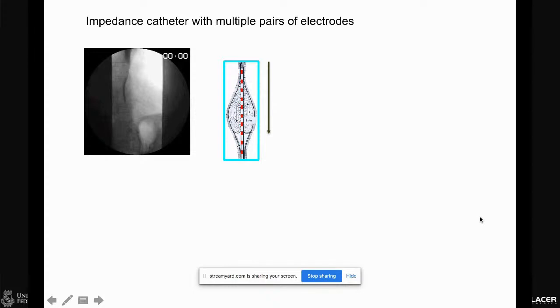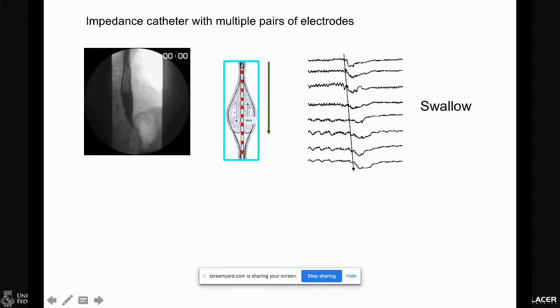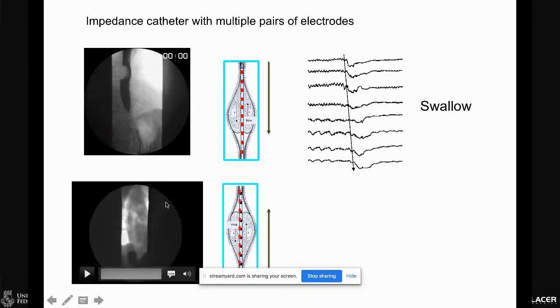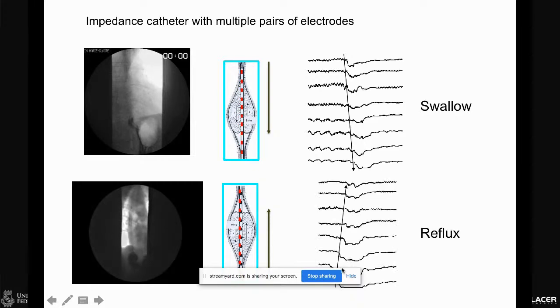So if you imagine the situation where you have, instead of only two electrodes, multiple electrodes and the bolus is passing, what you see in the impedance is a sequence of drops and recovery, drops and recovery, and this is moving in an oral direction. Here is the mouth, here is the stomach, and you can see the movement of the liquid as an impedance drop and recovery. Now, if the liquid is moving from the stomach upwards, what you see is a drop in impedance, but moving from below in the stomach up to the mouth, and then recovery. So this is what impedance shows during a swallow of liquid, and this is what impedance shows during a reflux of liquid.